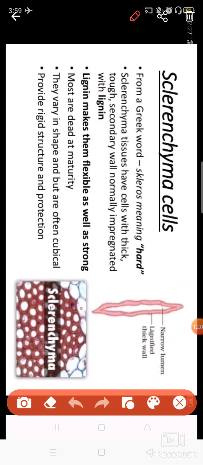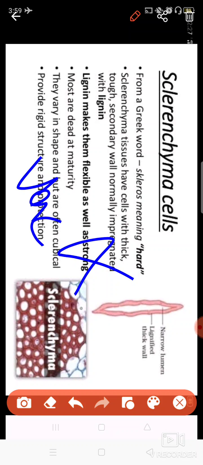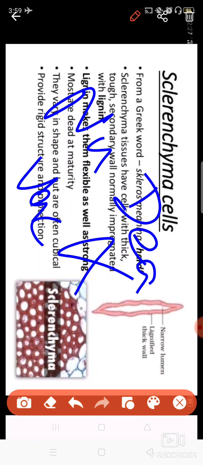Sclerenchyma are actually the hardest of the simple permanent tissues. These tissues have a structure like this, and they are made up of fiber-like structures, and some stone cells are also present. I'll show you in the next diagram. These cells do not have any vacuole. These cells do not have any nucleus. That is why these cells are actually dead at maturity.